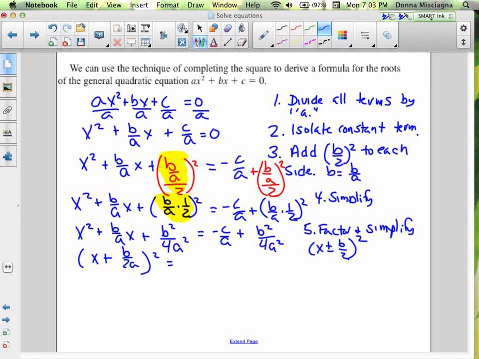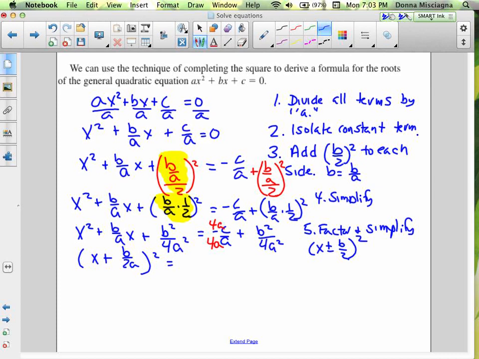Equals, we can combine the terms on the right if we have a common denominator. The denominator on the second term is 4a squared. The denominator on the first term already has an a, but it's missing a 4 and another a. So if we multiply the denominator by 4a, we have to multiply the numerator by 4a.